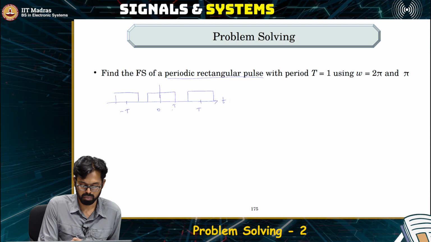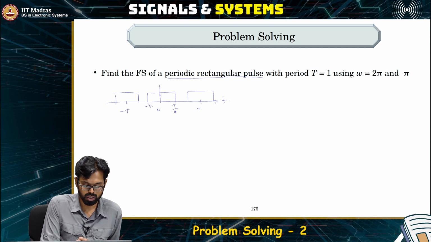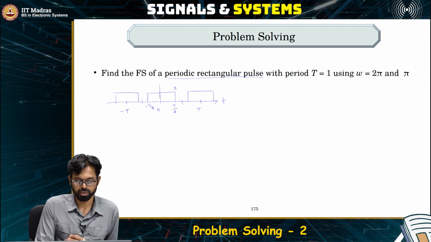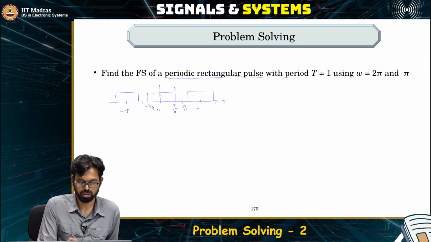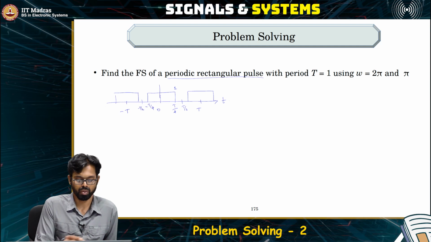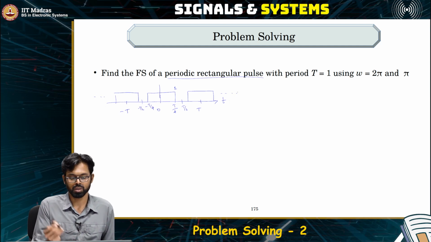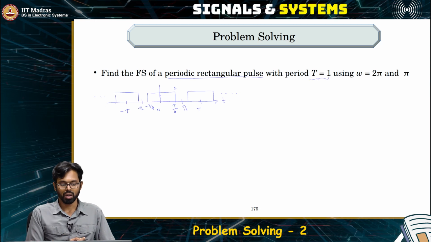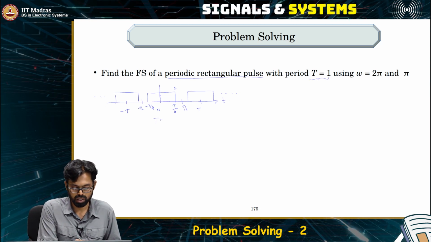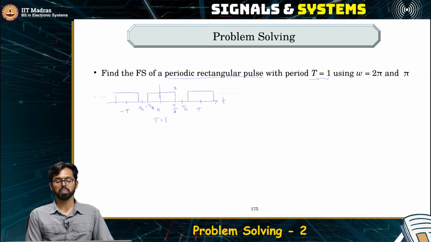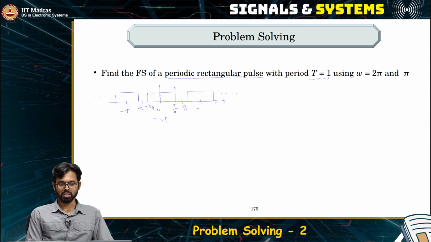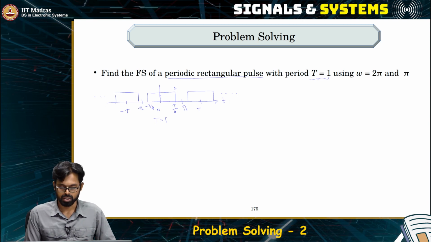So let us say the signal is 1 between plus T by 4 to minus T by 4, and it is periodic. So this is the rectangular pulse with the period that is given. In this case, it is said that capital T, the period, is equal to 1. Now the question is, find out the Fourier series coefficients in two different cases.